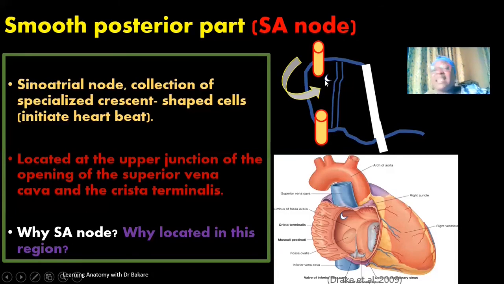It is also located at this region because this is the first region where deoxygenated blood is emptied into the heart. And for that reason, the initiation of heartbeat will also occur in this region because of the arrival of deoxygenated blood that needs to be pumped through the different regions of the heart.